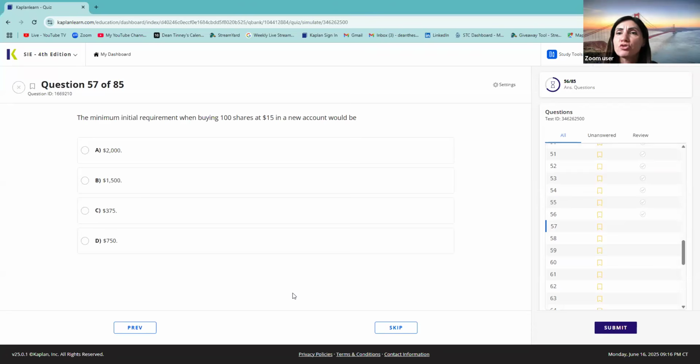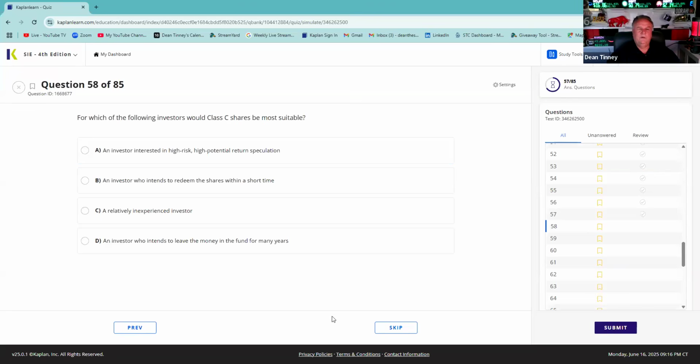The minimum initial requirement for buying 100 shares at 15 in a new account would be stupid but testable. The minimum initial requirement when buying, so initial, it will be $1,500. Right on, excellent. For which of the following investors would Class C shares be most appropriate? So we have A shares, we have B shares, and we have C shares.